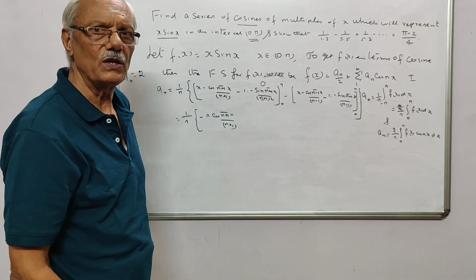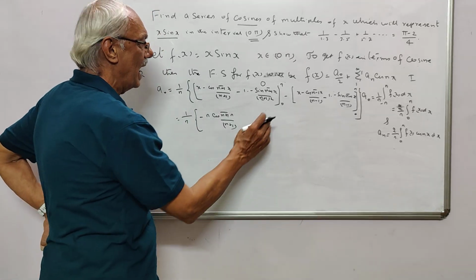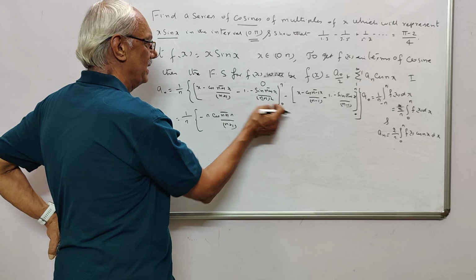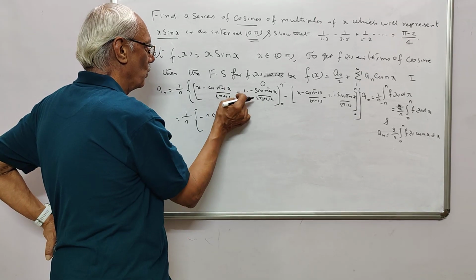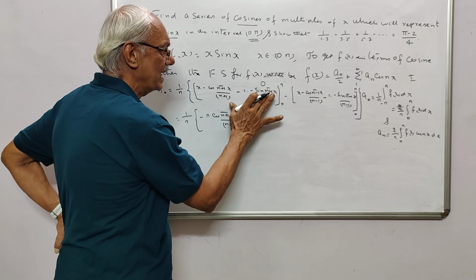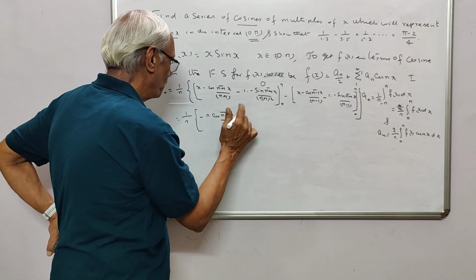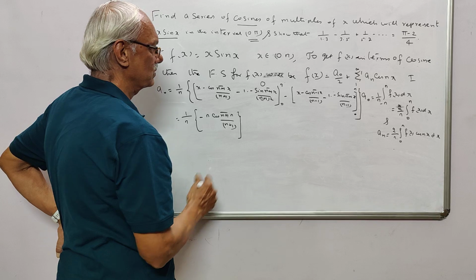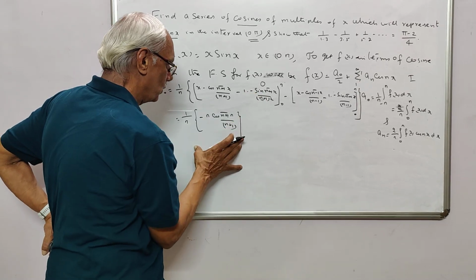Okay, are you able to understand? So you see that, if you apply the next limit, if you put 0, x becomes 0, so 0 into anything is 0. And sin 0 is 0, so you are left only with this term. So for this you will get only this.